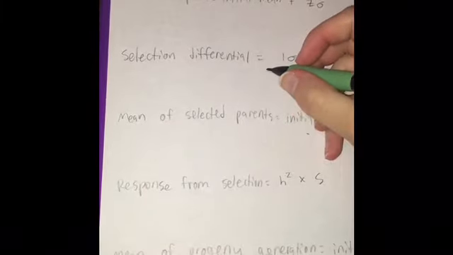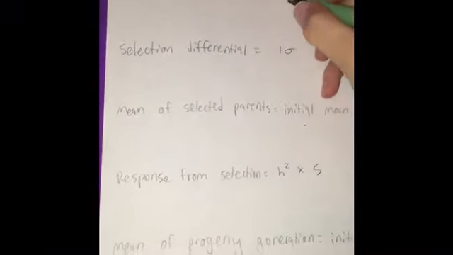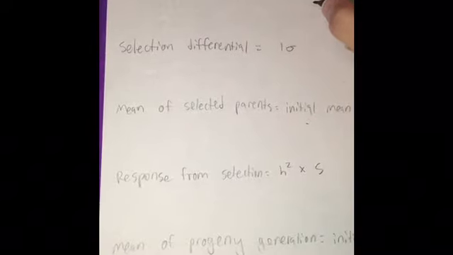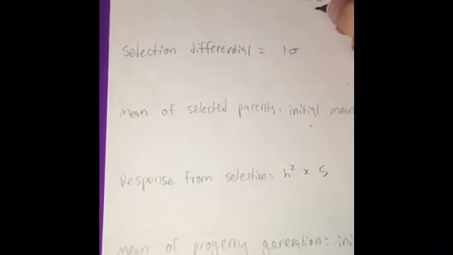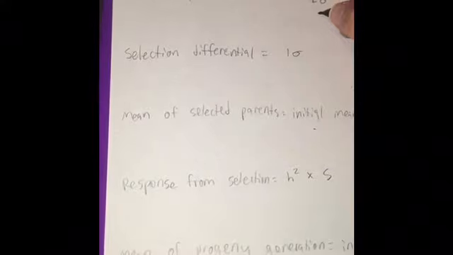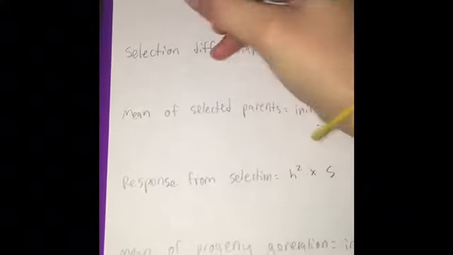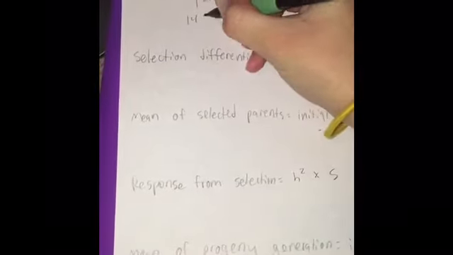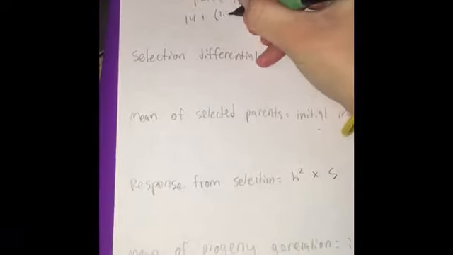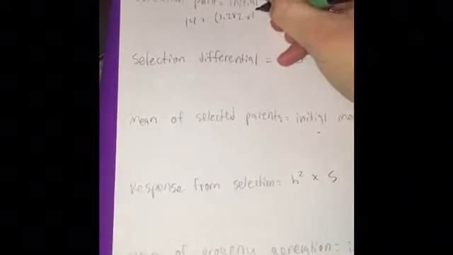So our truncation point is going to be the initial mean plus the standardized selection point, which you can get from the table. We're selecting for the top 10% of the population times the standard deviation. So that's going to be 14 plus 1.282 times 1, and that's going to be 15.282. So the bugs that have a length above 15.282 will be selected as parents.